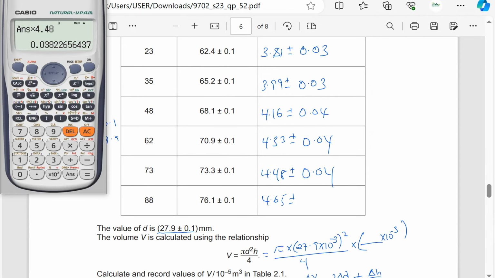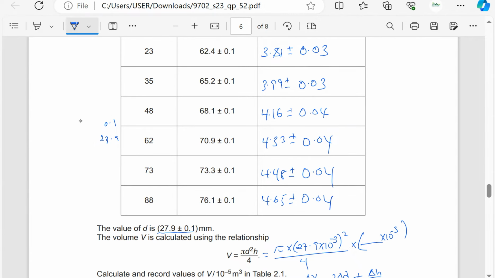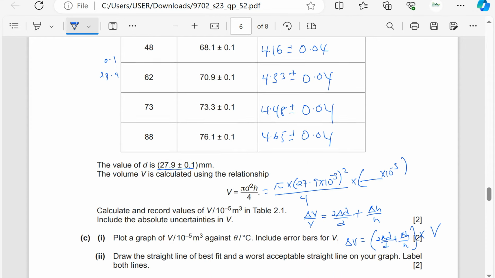And the last one is 0.2 divided by 27.9 plus 0.1 divided by 76.1 times the value of V, which is 4.65. So this is 0.04. Okay, those are the uncertainties in V.